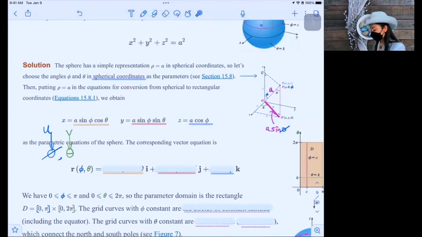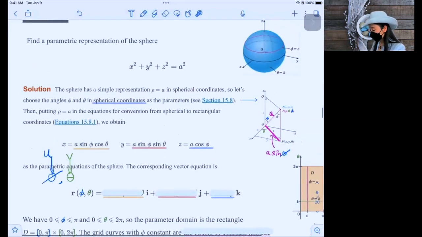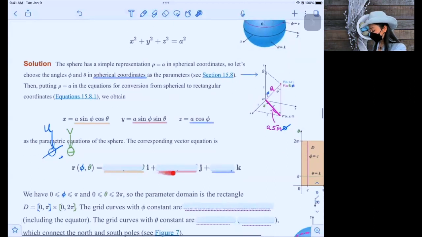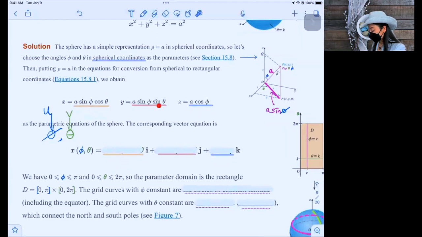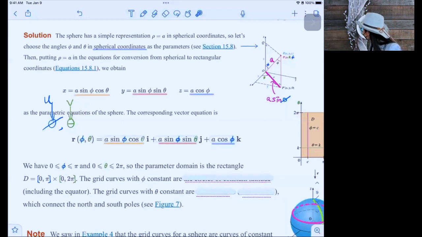What is the corresponding vector equation for the sphere then? If you get the parametric equations, you should be able to get the vector equation, right? You can just put them in each component. Okay, so then we have the vector equation for the sphere.